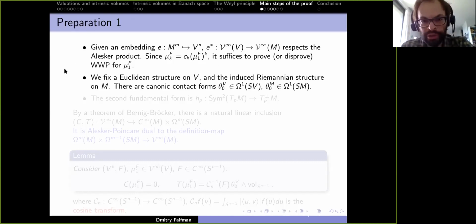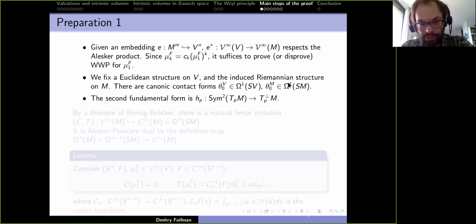The other piece of preparation, we will fix a Euclidean structure on the linear space. It has an induced Riemannian structure on the manifold, and there are corresponding contact forms on the sphere bundles. And we also have the second fundamental form, which is a symmetric form on the tangent space with values in the orthogonal complement, the normal space, and it will be denoted by H.